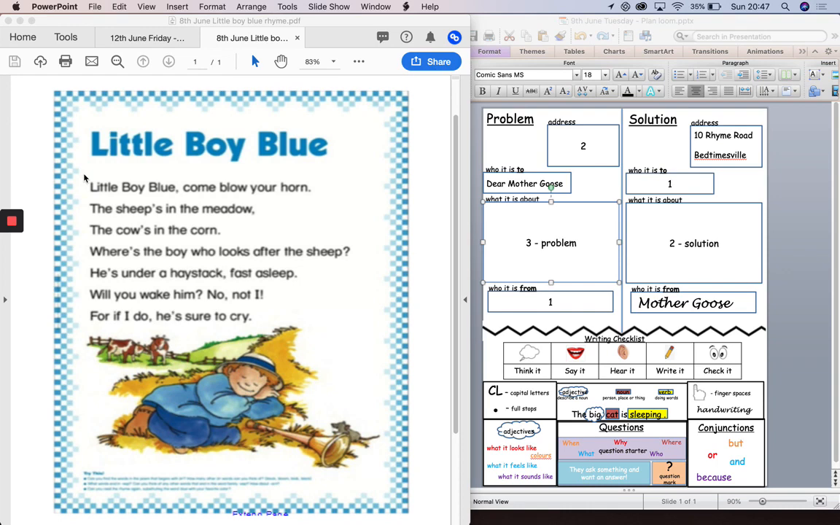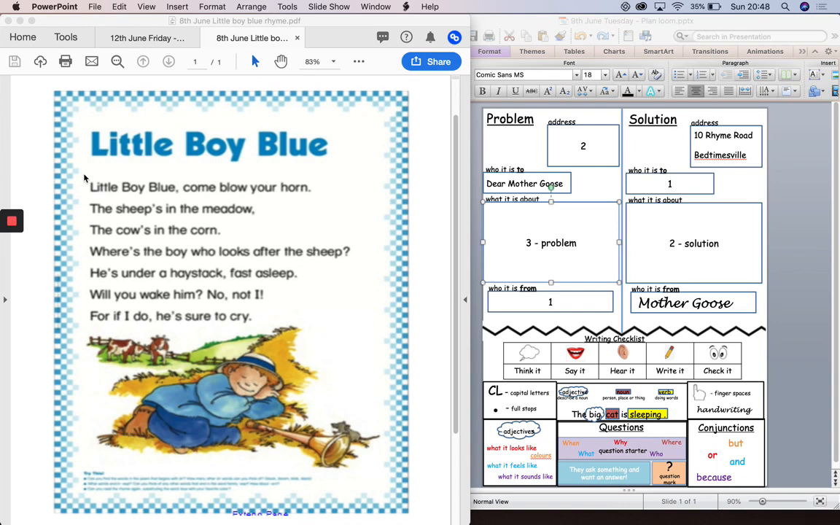It may be one that you know already. It may be one that you read in a nursery rhyme book. Or with help of an adult, you might like to go onto YouTube or something like that and have a little listen to a few or watch videos of a few different nursery rhymes and make your decision that way. But I've chosen Little Boy Blue, and here it is.